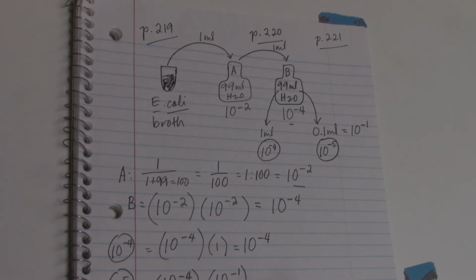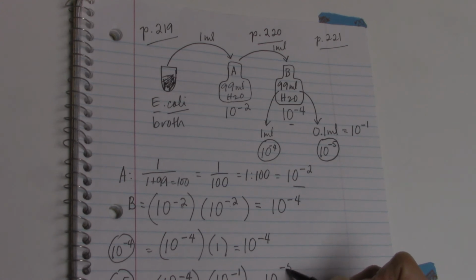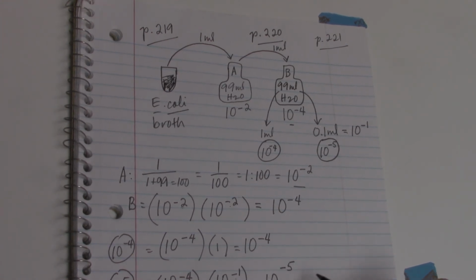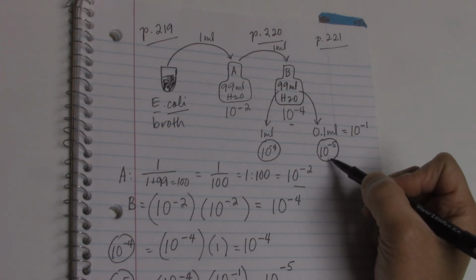And again, if we have two exponents that we're multiplying, we're going to add the exponents, and this becomes a 10 to the minus 5. From 10 to the minus 4 times 10 to the minus 1, you add the minus 4 and minus 1, you get a minus 5. So that's why the plated dilution here is 10 to the minus 5.